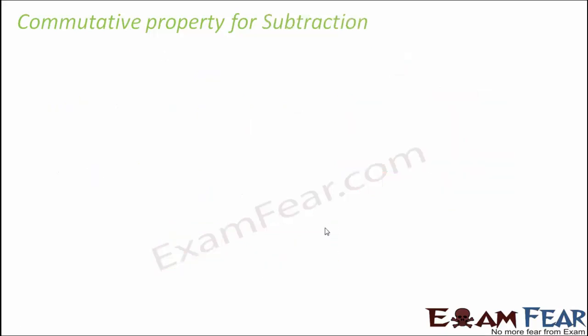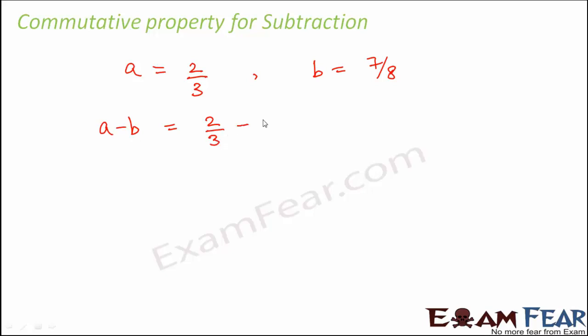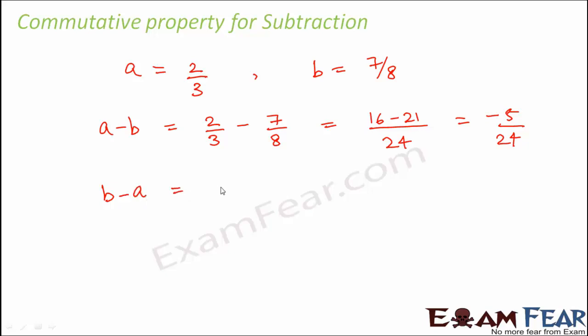Let's do the same thing for subtraction. Here again we consider a is equal to 2 by 3 and b is equal to 7 by 8. So let's calculate a minus b. That would be 2 by 3 minus 7 by 8, which would be (16 minus 21) divided by 24, which would be minus 5 by 24. Now what would come if we calculate b minus a? That would be 7 by 8 minus 2 by 3, which would be equal to (21 minus 16) divided by 24, which is 5 by 24.